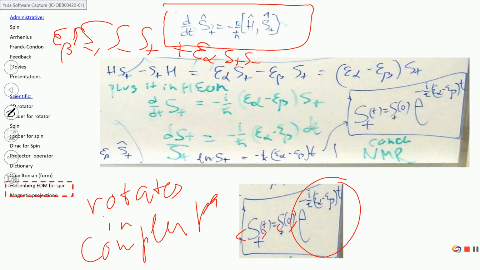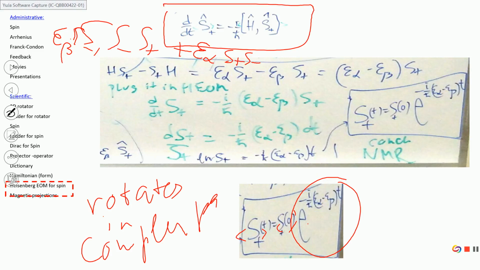We will get the energy of state alpha S plus minus the energy of state beta S plus. If you just carefully do this operator algebra, it means the energy difference of the states times the creation operator. And if we believe this operator algebra, or if we spend another so many minutes to prove it, then the equation of motion for the S plus operator will be: the derivative equals the operator itself times the difference of energy.